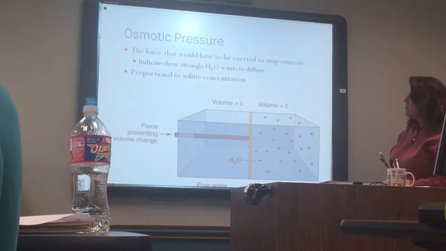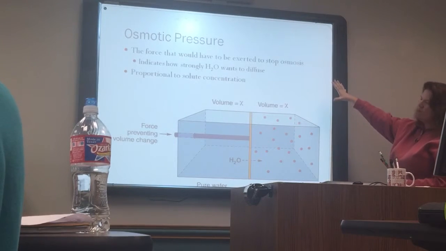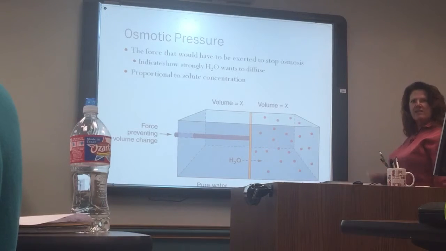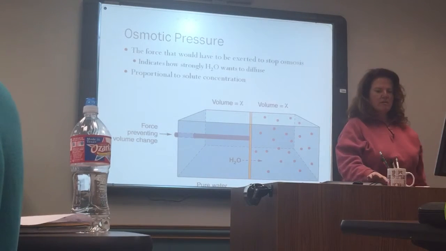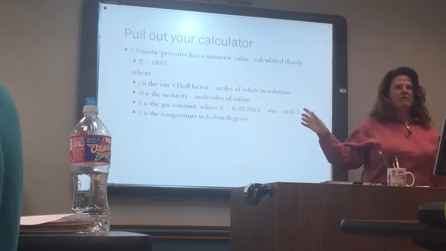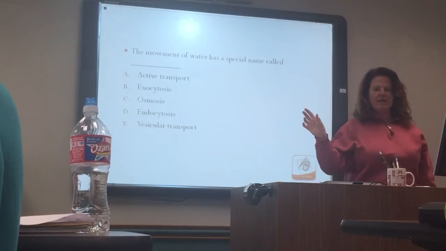And then osmotic pressure is how bad water wants to move. The lower the level of water, the faster it wants to move. You can actually calculate that if you've had Chem 2. Go crazy. I don't make you do that.